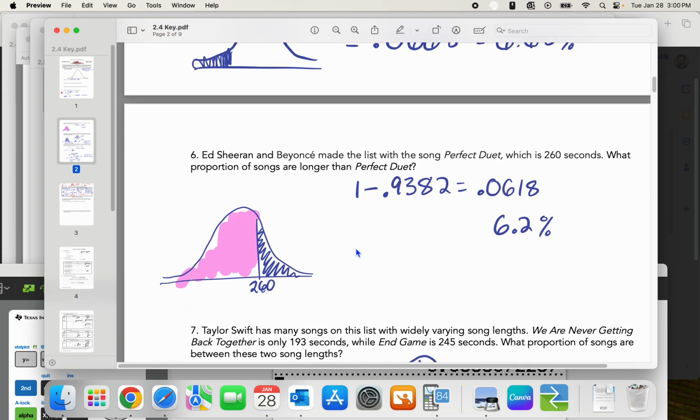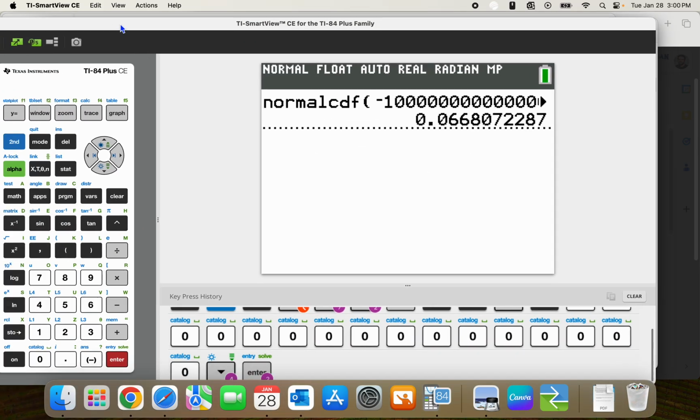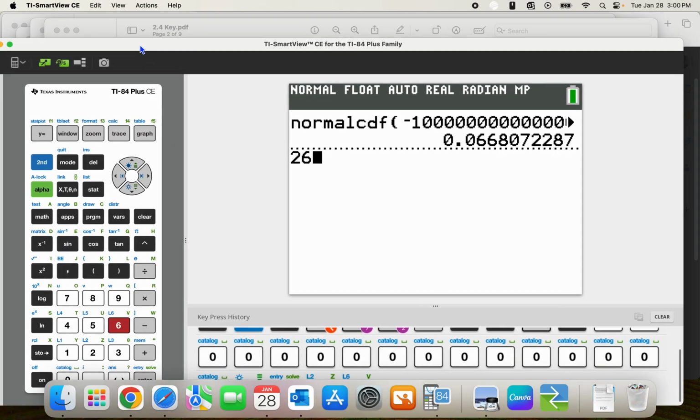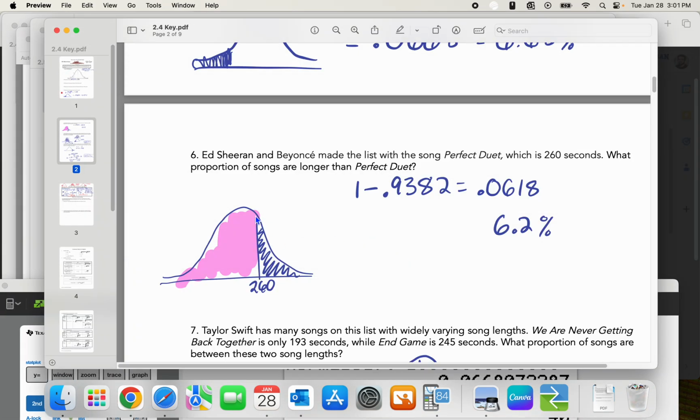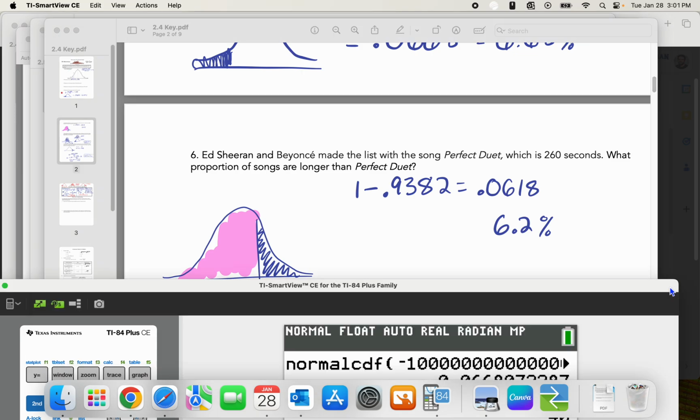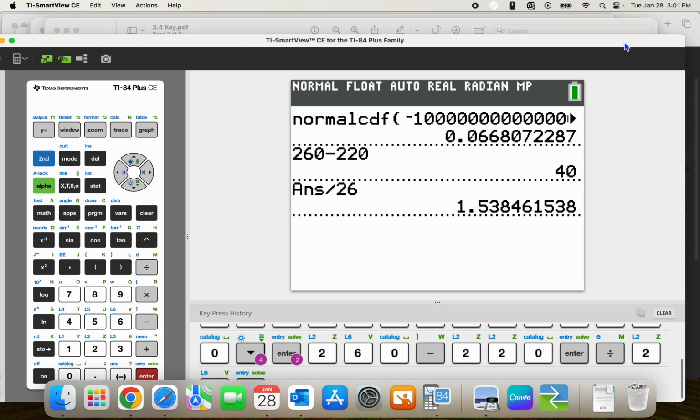If we move on, next we have a song that is 260 seconds. I'm going to calculate the z-score of that now: 260 minus the mean, in this case 220, divided by the standard deviation of 26. This is our new z-score. For this one, if we look at the picture, this is everything greater than 260. So I go into my NormalCDF.